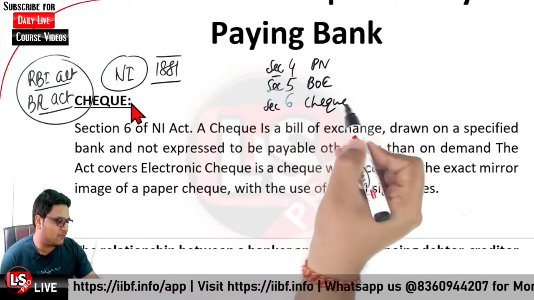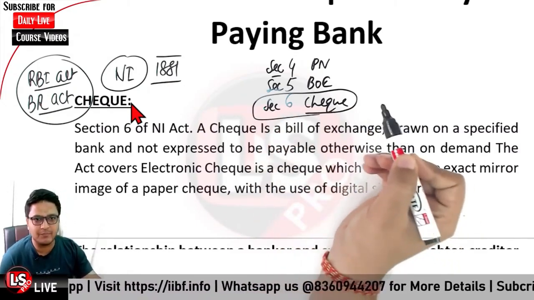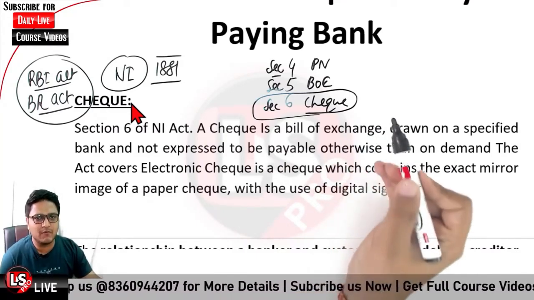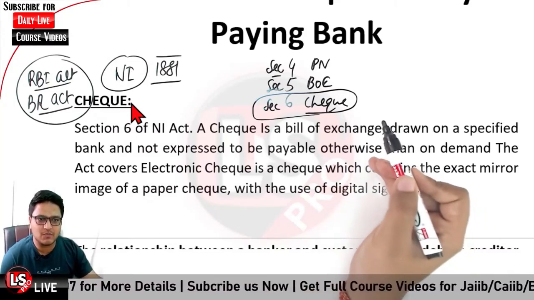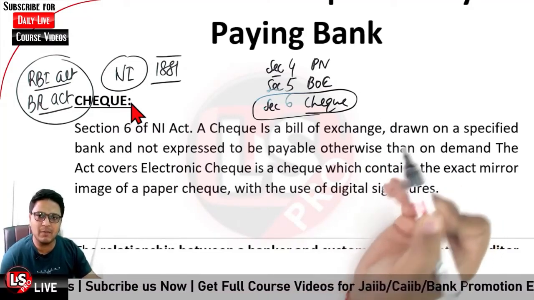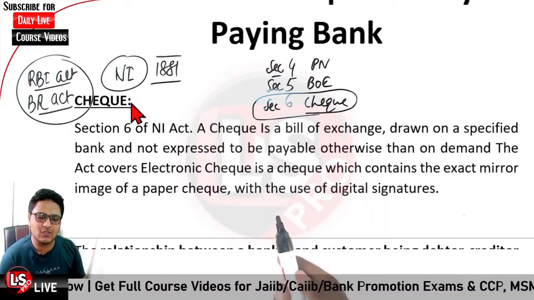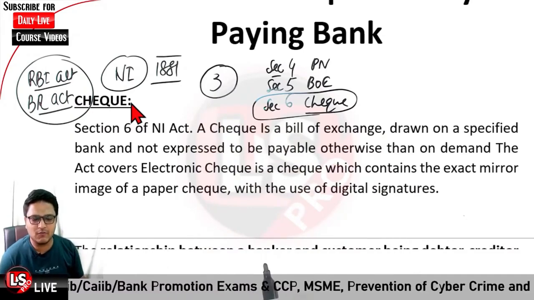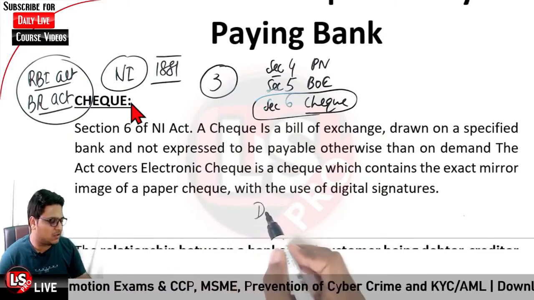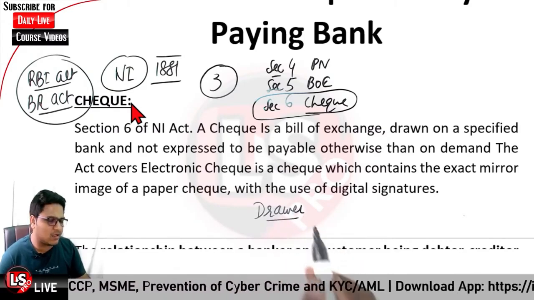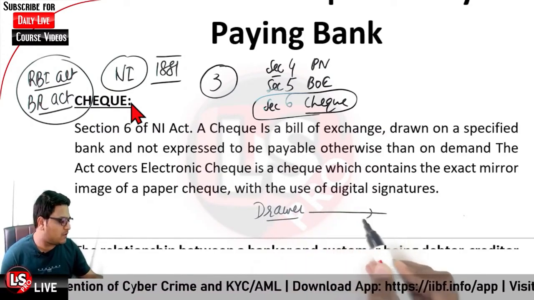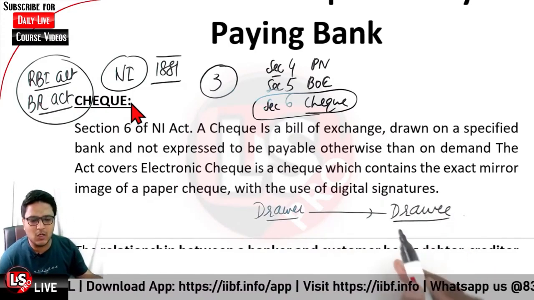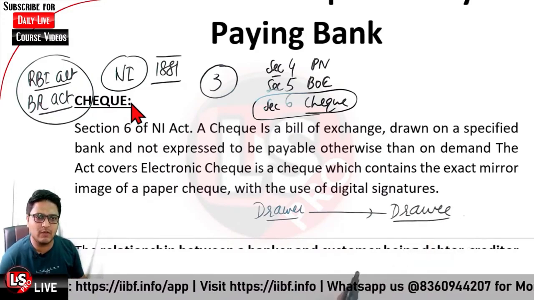If we look at the definition of the check, a check is none but a bill of exchange. A check is a bill of exchange which is drawn on some specified bank. So how many parties are there in case of a check? There are 3 parties. One is the drawer, who is maintaining an account with the bank, and a check is always drawn on a bank. So in case of a check, the drawee will always be the bank.